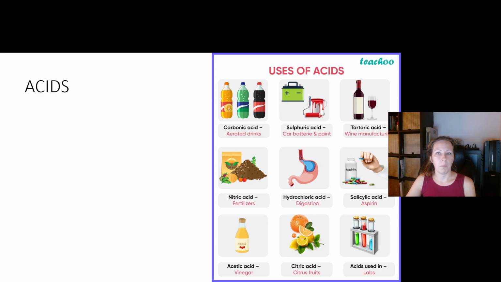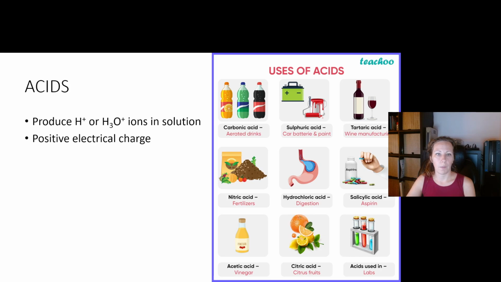So, overview of acids and a couple things that we haven't talked about yet. Okay, so we've already talked about how acids will produce hydrogen or hydronium ions in solution. We haven't mentioned this yet, but they have a charge to them, right? And you can refer to that as an electrical charge, that electron or lack of electron charge, all right? So that's a positive charge. They are proton donors, as we've already talked about. They're electron acceptors. The pH is less than 7.